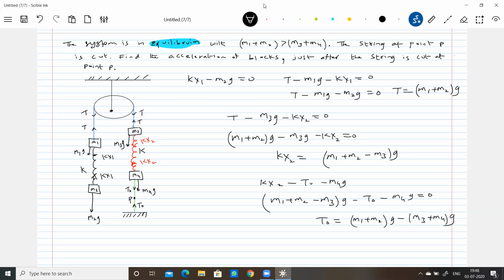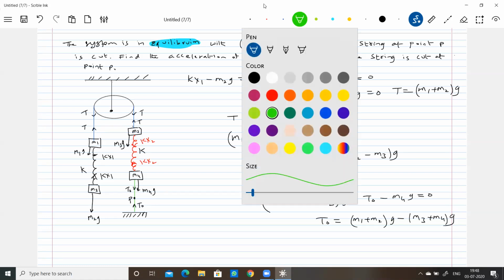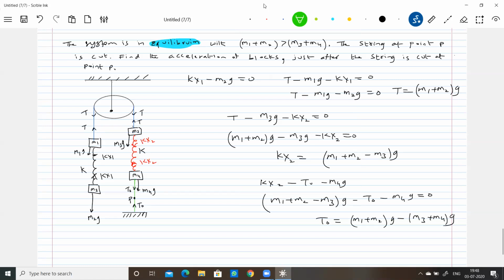So the difference in the mass of the system on the left and right hand side is what? The difference in weight of the blocks on the left hand side to right hand side is what? The tension T naught. I agree with this. And anyway, it's given, no? M1 plus M2 greater than M3 plus M4, justified. So what is the state of this green color string? It will be taut. T naught is there.